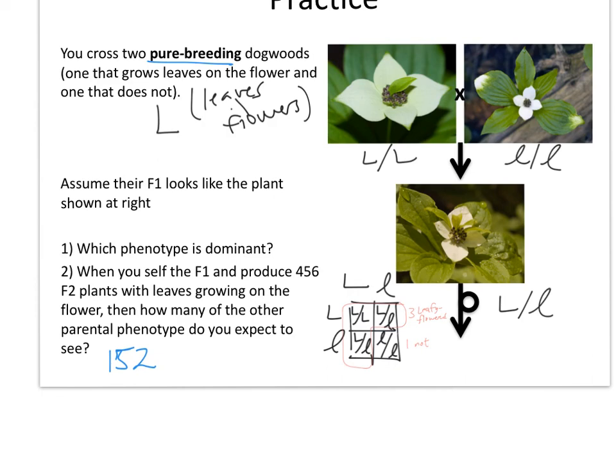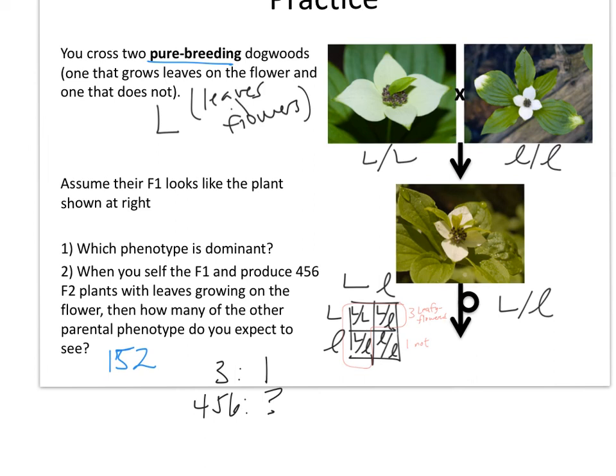So how do we get to 456? The only information I've told you: 456 is the number of plants. We've got a 3-to-1 ratio. 456 is the number of individuals we see that have leaves. So the question is, 456 to what is a 3-to-1 ratio? So how do you calculate that?